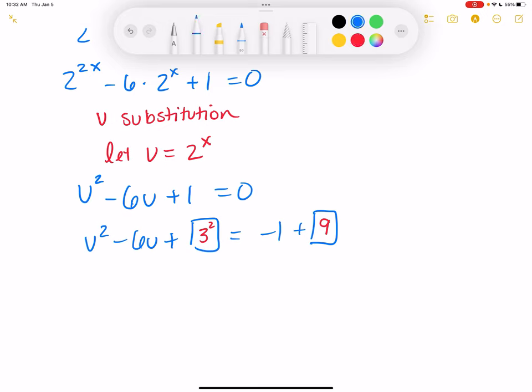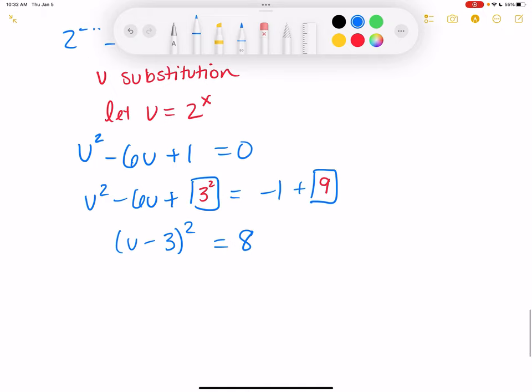All right. What does this factor into now over here? It's u minus 3 squared. Yep. Equals 8. Now you get to square root it. Square root it. Which gives me what? Plus and minus.